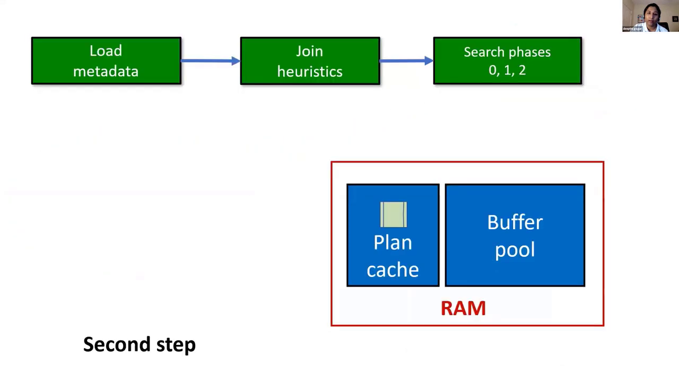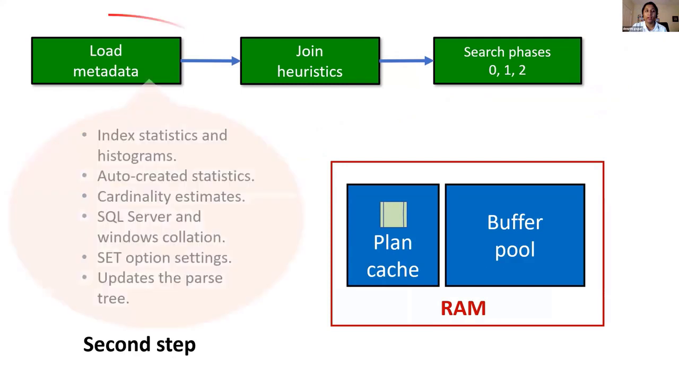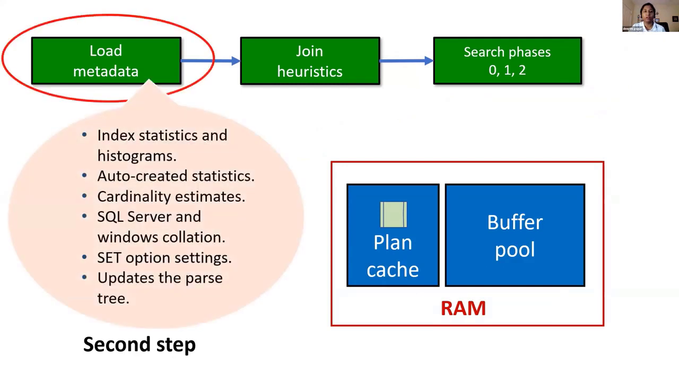So in our case, we have given a complicated query to the SQL Server. So the query is now at the second step. The first step inside the second step is load metadata. Most of the metadata details are gathered at this phase, like the index statistics and histograms. Histograms are the structures created by the SQL Server, and they describe how the data has been distributed in a column of the index or in the column of a table.